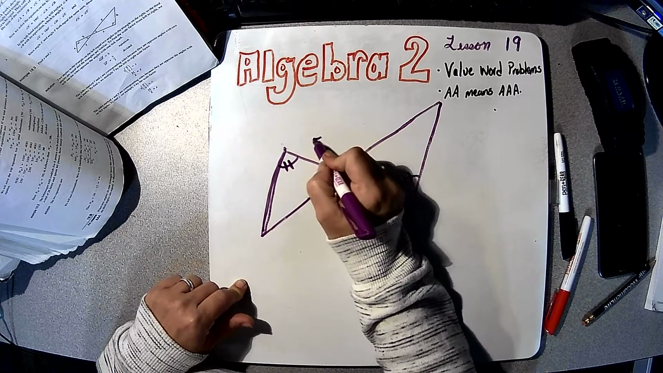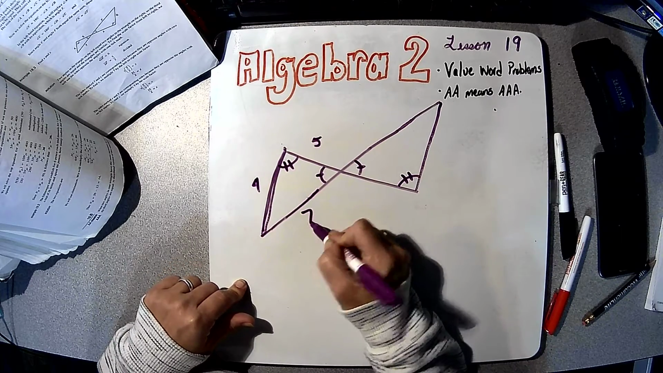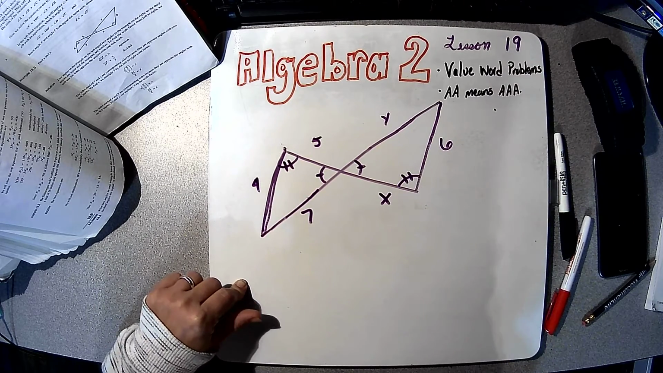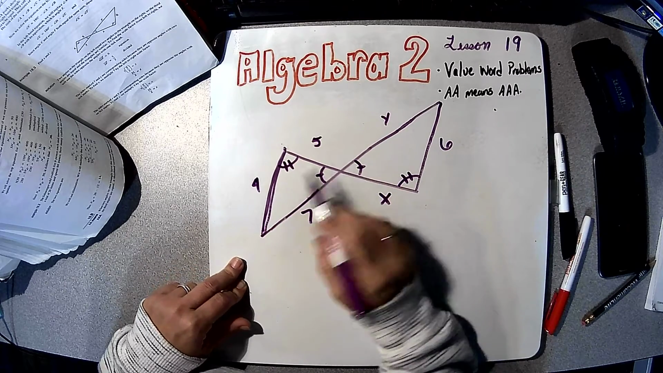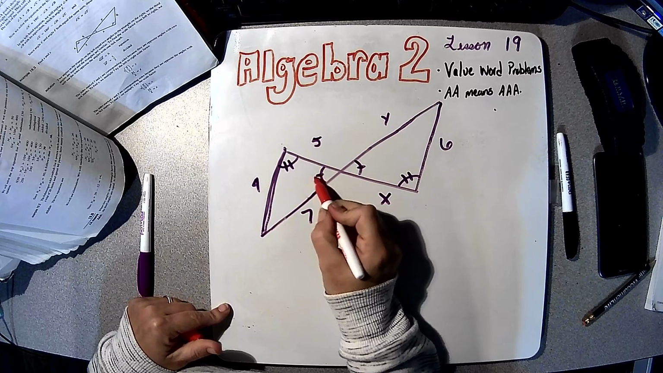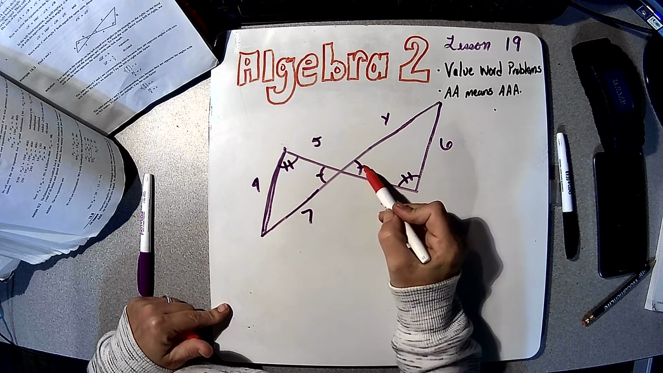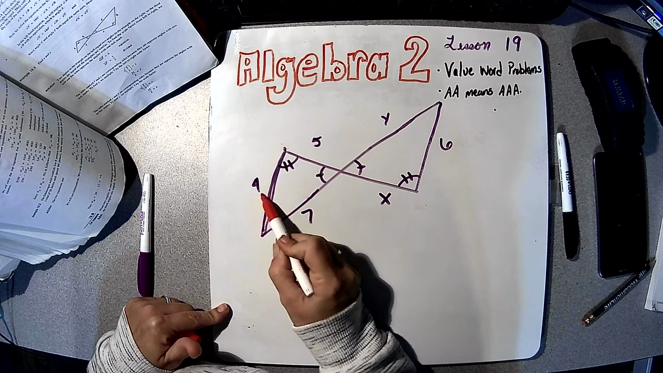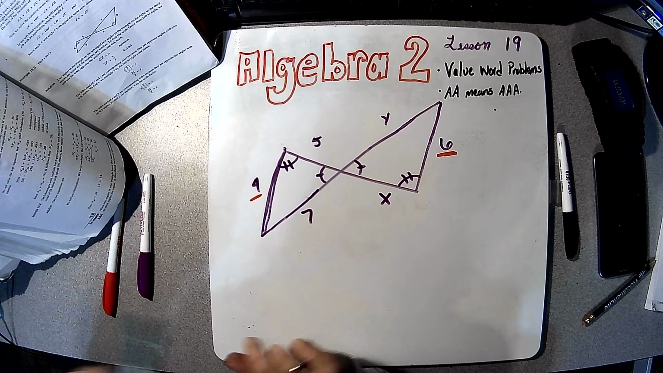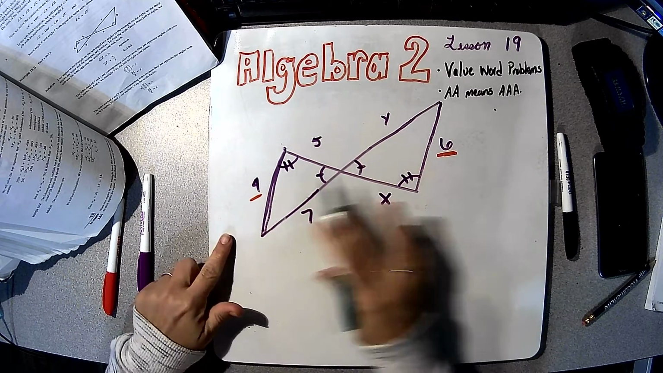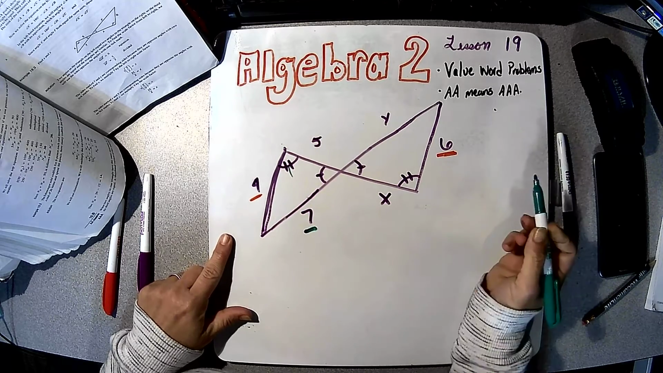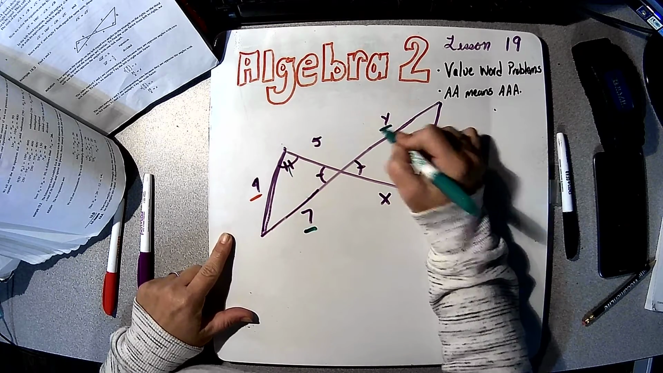Alright, and then it's going to give us some values. 5, 4, 7, 6 right there. And then we've got y and x. And it tells us to find y and x. Alright, so what do we have that is actually the same here? Well, this angle represents this side. So that means if this angle is the same, it's representing that side. These two are congruent. Okay, those two are going to be proportional to each other. Alright, if this one is representing the 7, that means this one is going to be representing y.